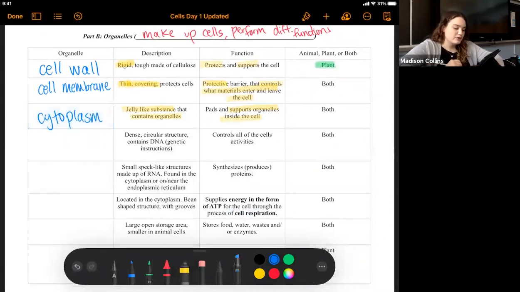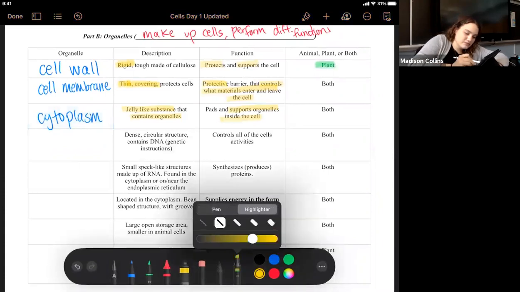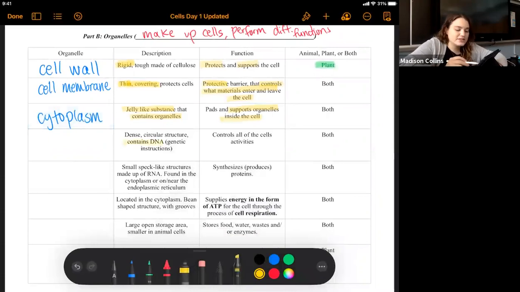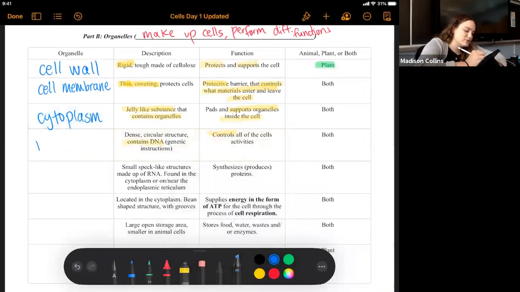Okay, next up, we've got dense circular structures that contain DNA, which is the genetic instructions. And this controls all of the cell's activities. So this is a super important structure. It's found in both animal and plant cells. I bet you know what this is. This is our nucleus. It's our control center of the cell.